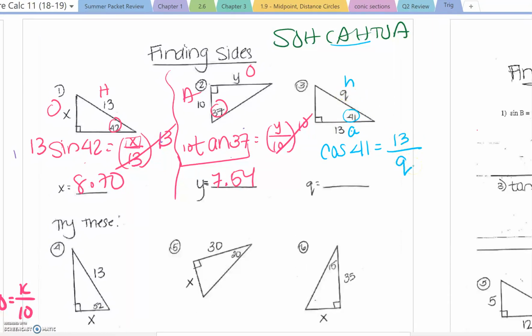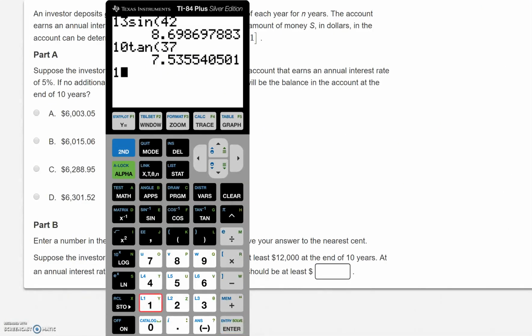Okay? Now, maybe in the past, you didn't want the Q to be in the denominator, so you multiplied this by Q, that would become 1. You multiplied this by Q. Then, to get Q by itself, you would divide by cosine 41, and that would isolate the Q. And then you would divide this by the cosine of 41. So in your calculator, you would do 13 over cosine 41. So the answer should be 17.23.